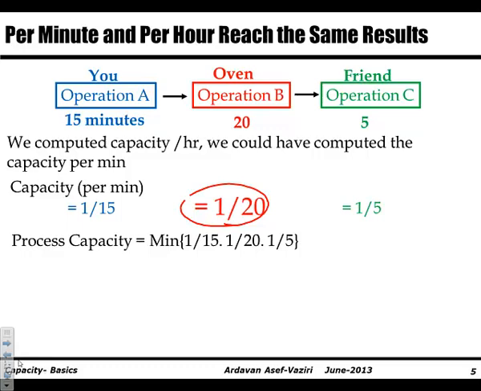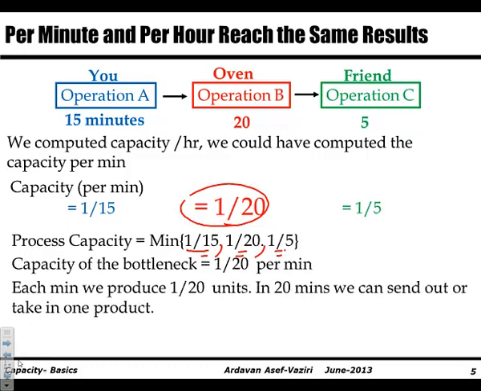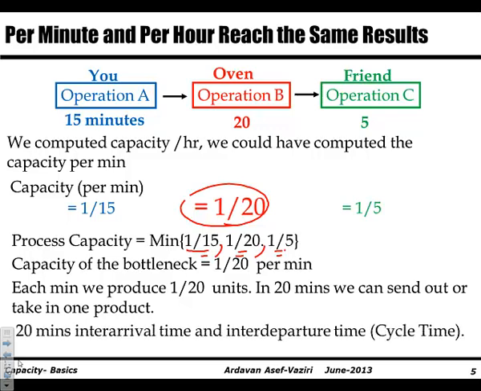Process capacity is the minimal of these 3: 1 over 15, 1 over 20, and 1 over 5, which is 1 over 20. Each minute we produce 1 over 20 units. In 20 minutes we can send out 1 product. 20 minutes is inter-arrival time, inter-departure time, or cycle time.